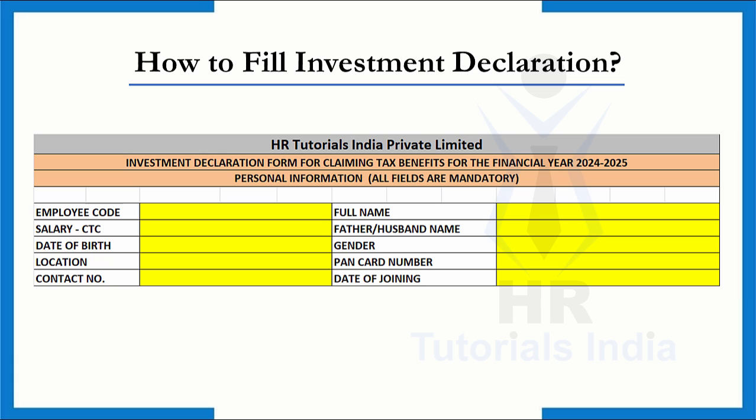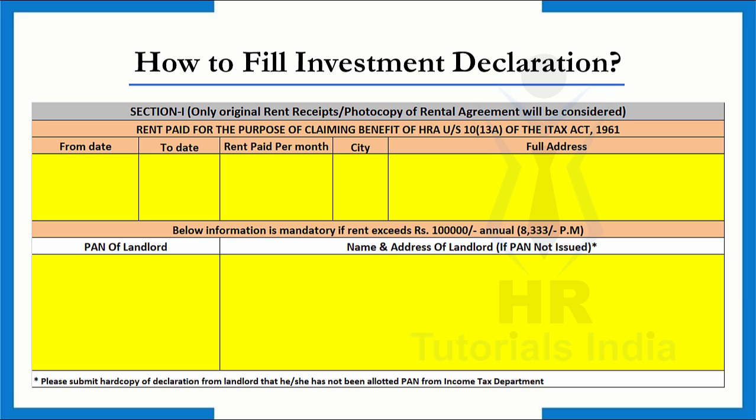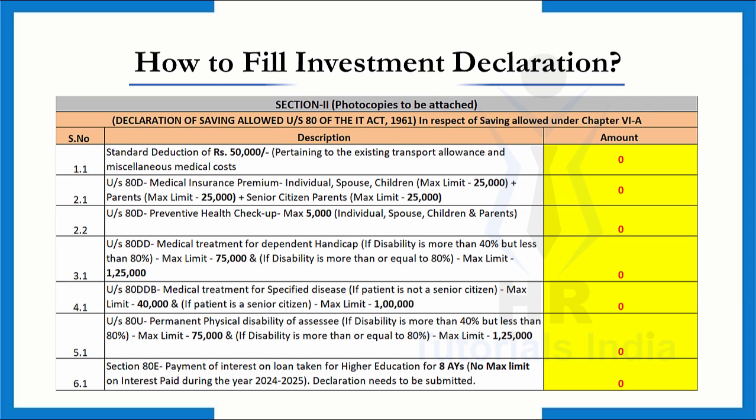Now let us see the theoretical part, what the different sections in the investment declaration are, then we'll see practically how to fill the investment declaration form. This form consists of basic information of an employee where we need to fill in the details. We'll fill all the details in an Excel sheet which I'll be showing shortly. Then comes section 1, which is related to HRA, wherein we need to fill all the rental details with respect to the house rent allowance.